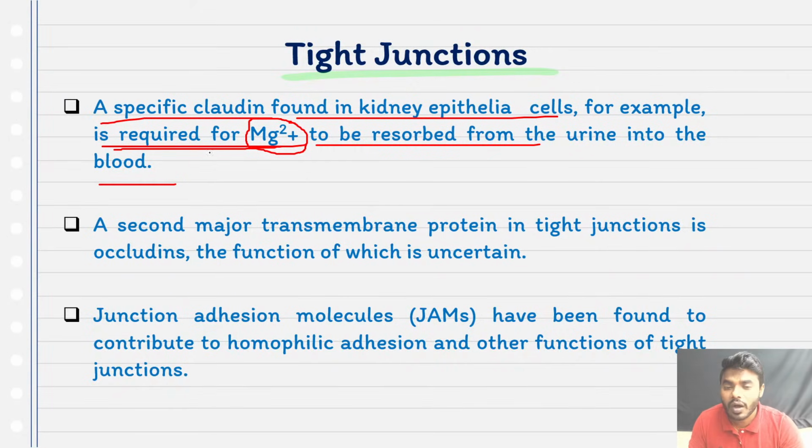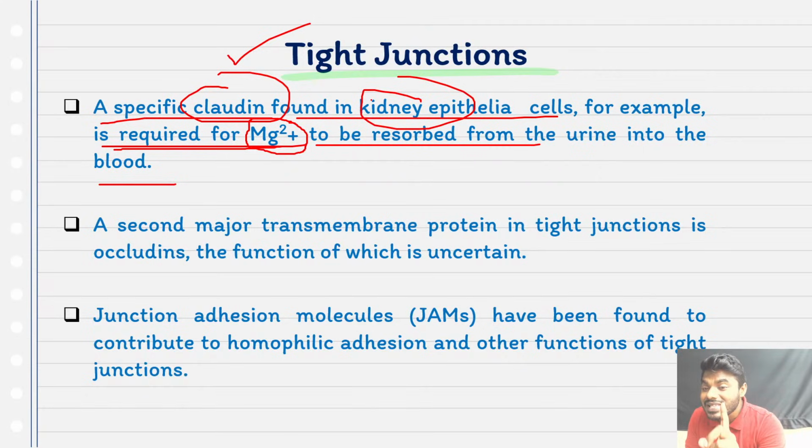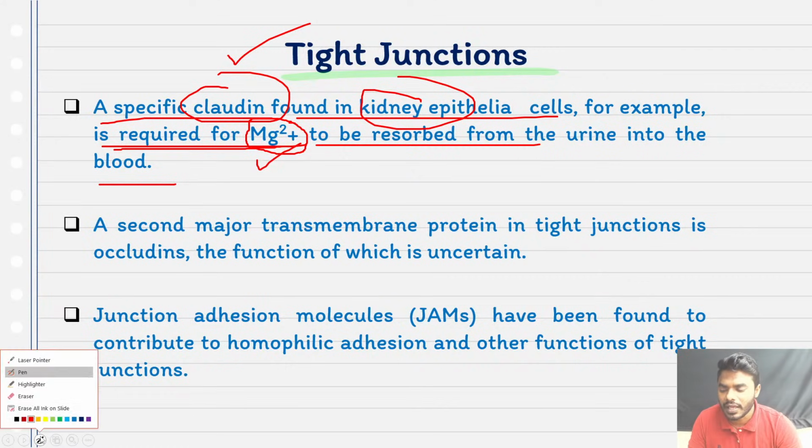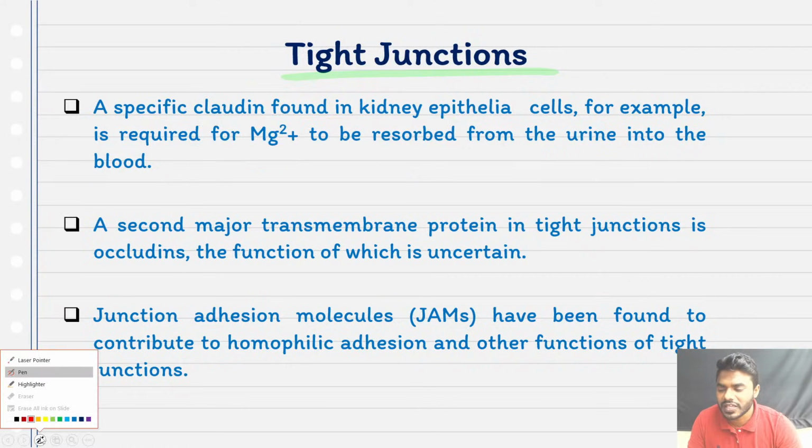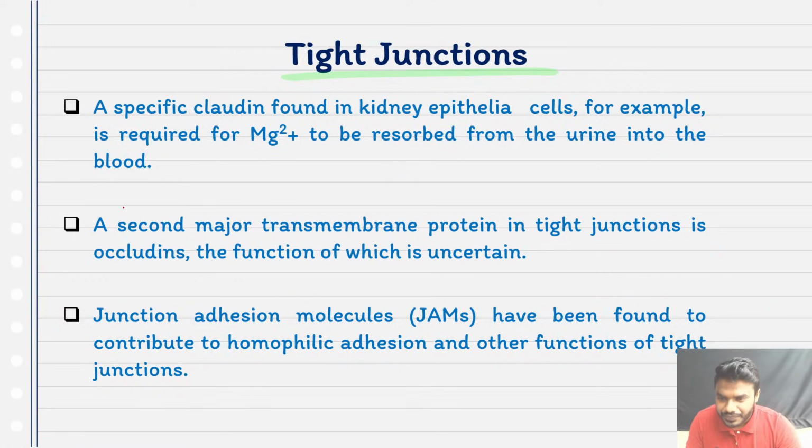So how can we block? Undoubtedly friends, we can block with the help of a tight junction only. So with the help of a specific claudin, that claudin is found only in the kidney epithelium, that is specific, that is extremely responsible for magnesium reabsorption only. Kindly do not get confused with this particular point at all.